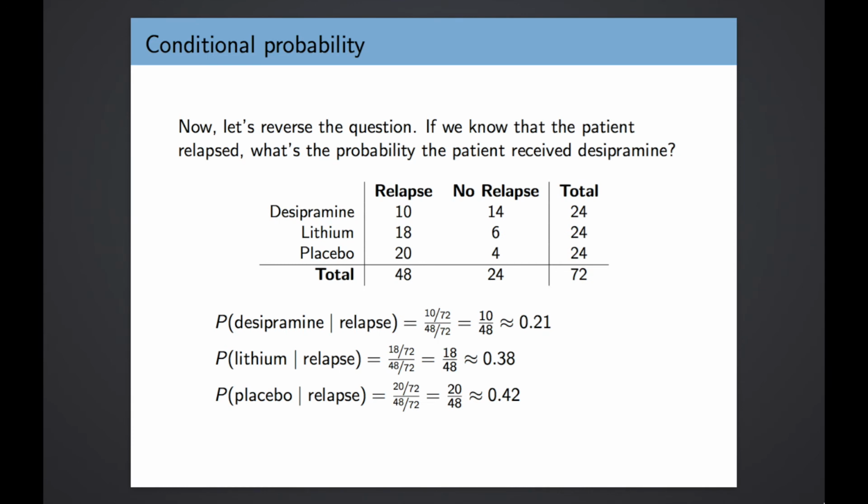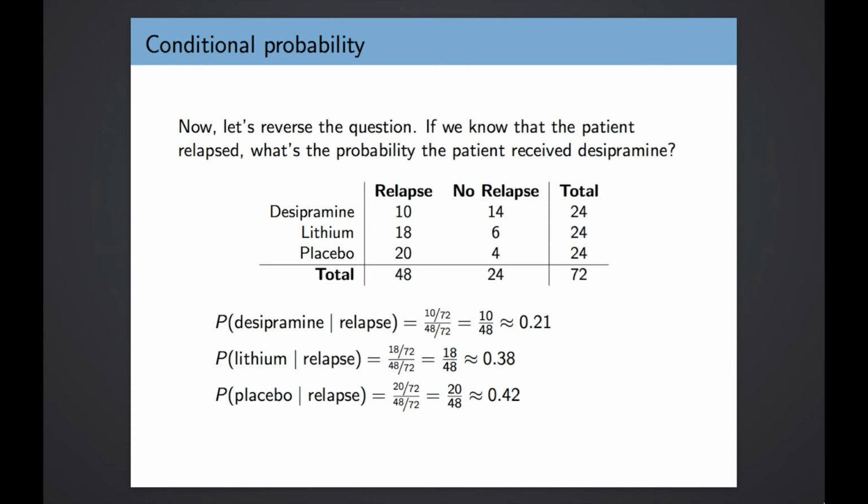We can also reverse this question and ask a different question about the relationship between relapse and this particular treatment. While before we were asking what the probability of relapse was conditional on receiving desipramine, now we're going to switch that up and ask, what's the probability a patient received desipramine conditional on knowing that the patient has already relapsed? So out of all of the patients who have relapsed, how likely is it that a particular patient in the relapse group received desipramine as their treatment?